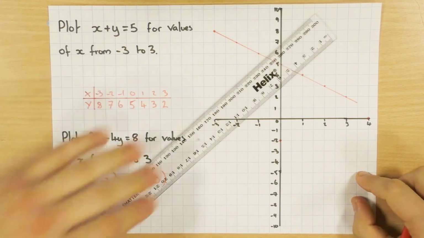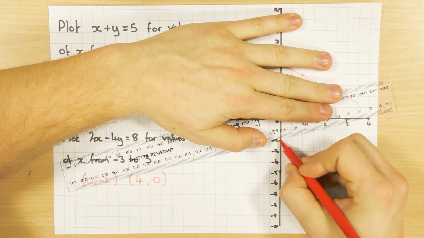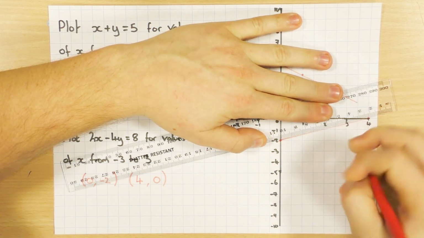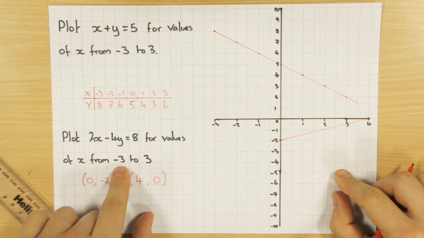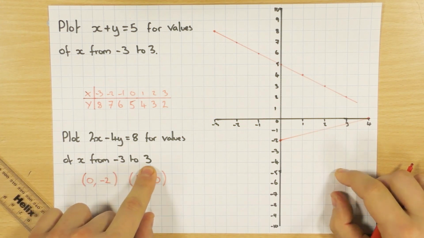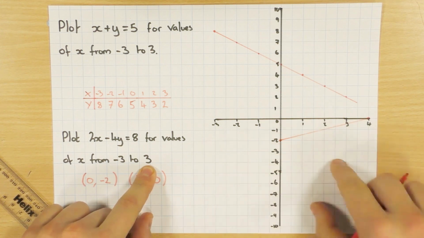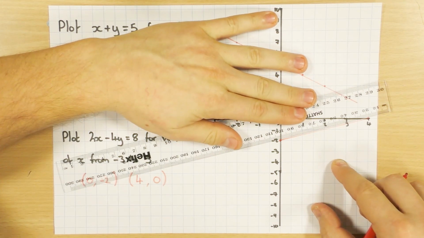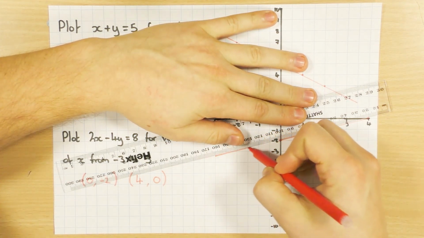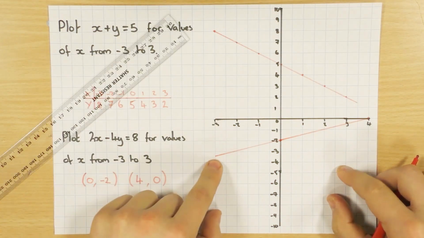Now, this is where you could lose a mark. If you just use the straight line between those two coordinates, like I've just done there, that's going to lose you a mark in the exam, because the question says go from -3 to 3. At the minute, I've only gone from 0 to 3. So I just need to extend this line, like so, to make sure it goes from -3 all the way to 3.